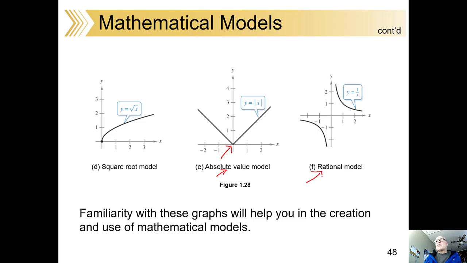Last of all, another one, a rational model, is based on something that looks like y equals 1 over x. In other words, something where you have a model where x is in the denominator. Knowing what these graphs look like might help you in the creation and use of some of your mathematical models. And I hope you've gotten an idea of what this represents with the models and some of the graphs.